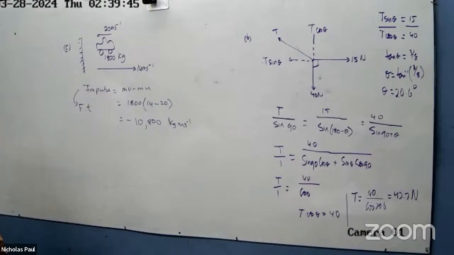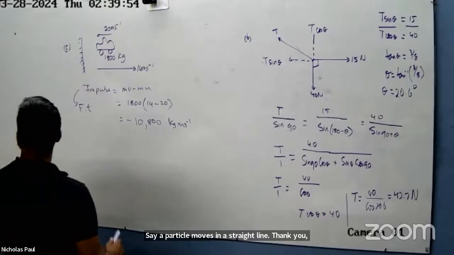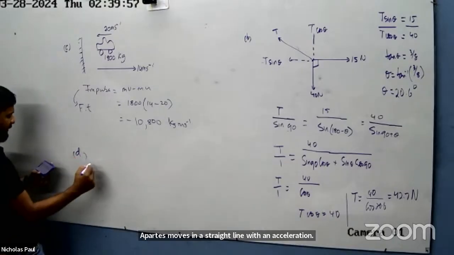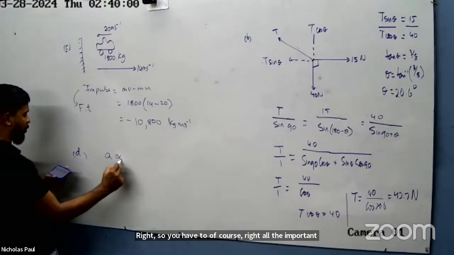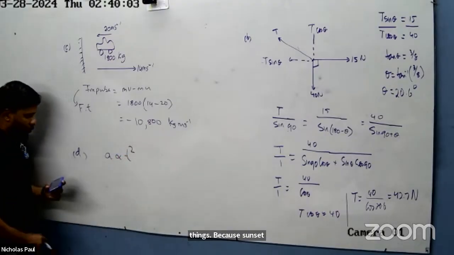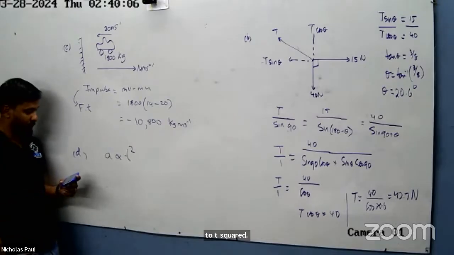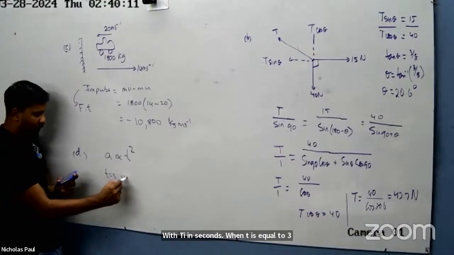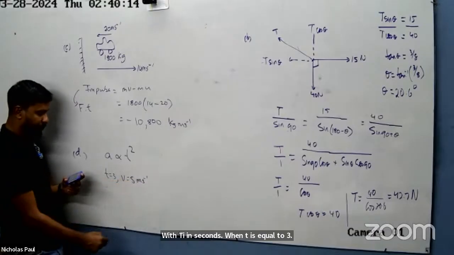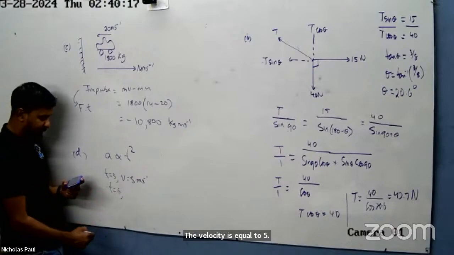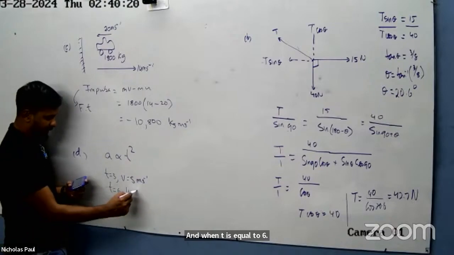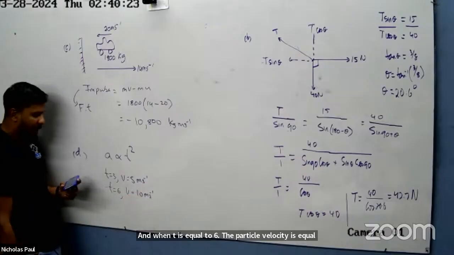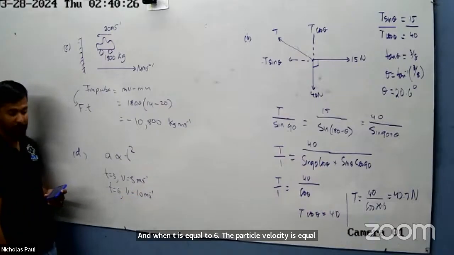So a particle moves in a straight line, then we get an equation here. A particle moves in a straight line with an acceleration, right? So you have to write all the important things. The question said the acceleration is proportional to t squared, where t is the time in seconds. When t is equal to 3, the velocity is equal to 5. And when t is equal to 6, the particle velocity is equal to 10. Derive an expression for velocity of the particle.